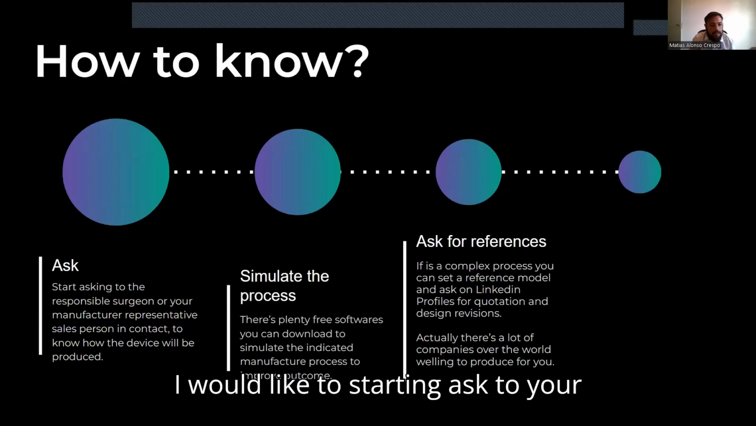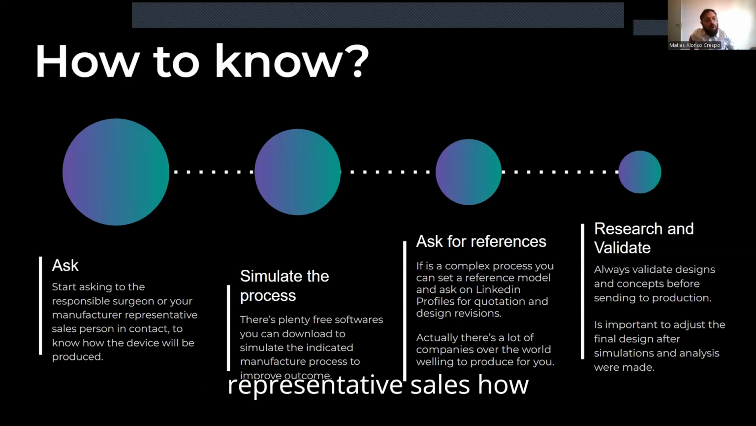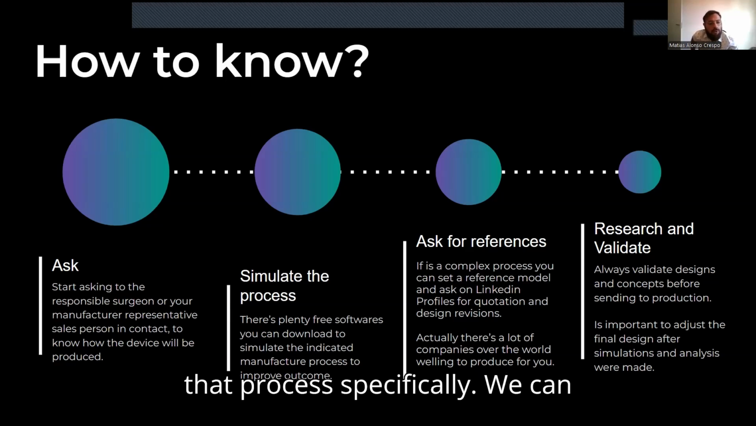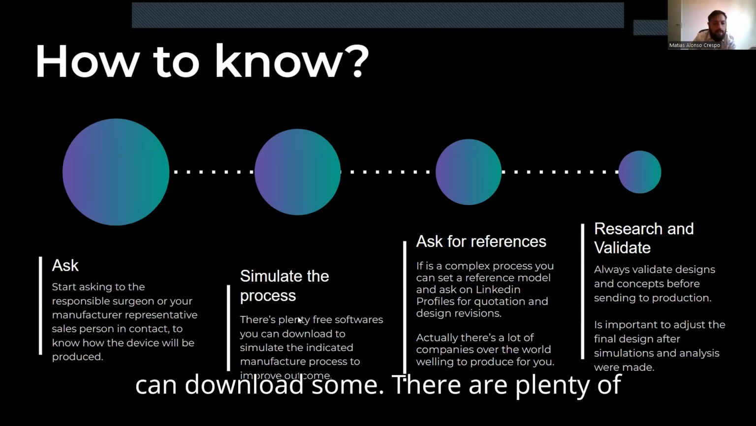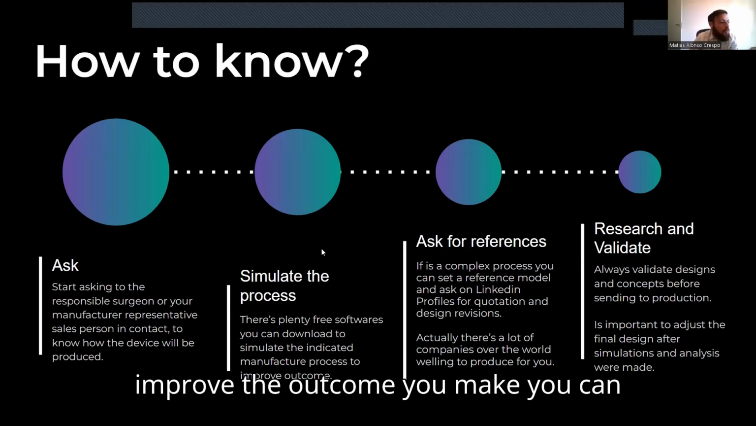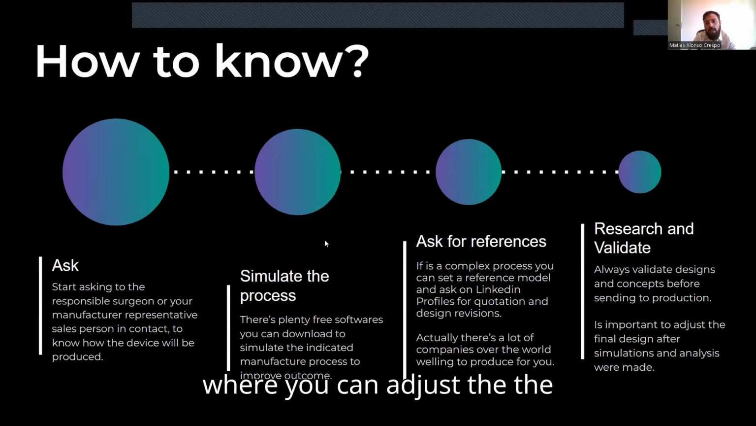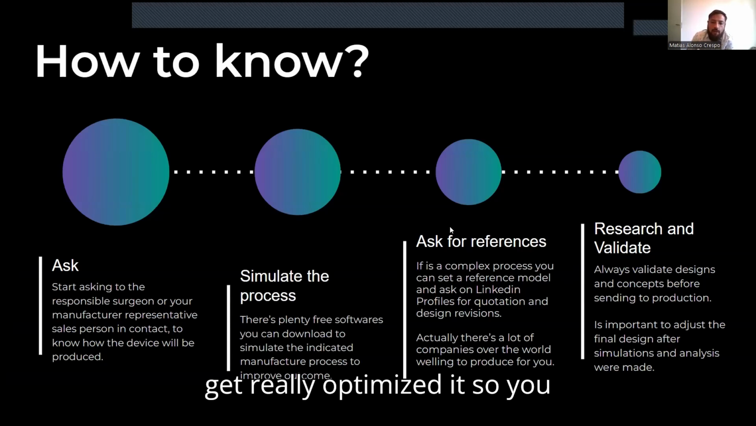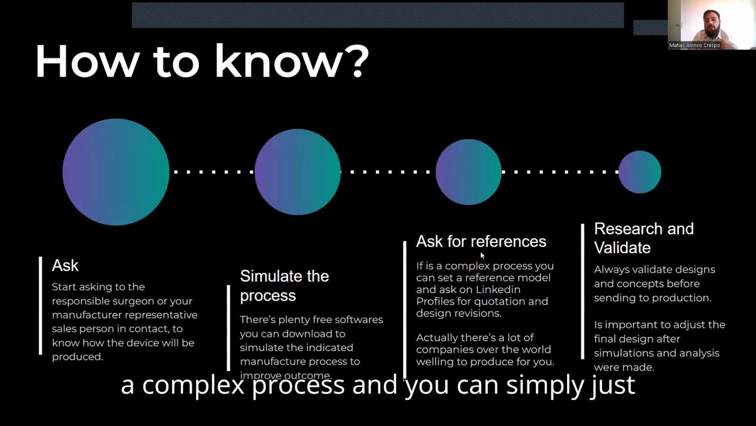So I would like to start by asking your client or your manufacturer's sales representative how the device will be produced. So we can start orienting the design to that process specifically. We can simulate the process. As I told you, there is plenty of software you can download to simulate the additive manufacturing process. And to improve the outcome, you can make an iterative design process where you can adjust the final aspect of your design to get it really optimized. You can also ask for references when it's a complex process and you can simply simulate the process.